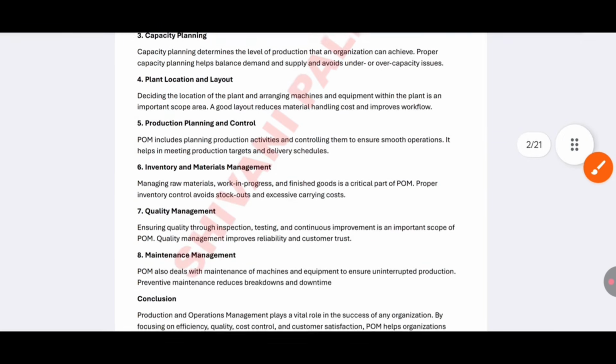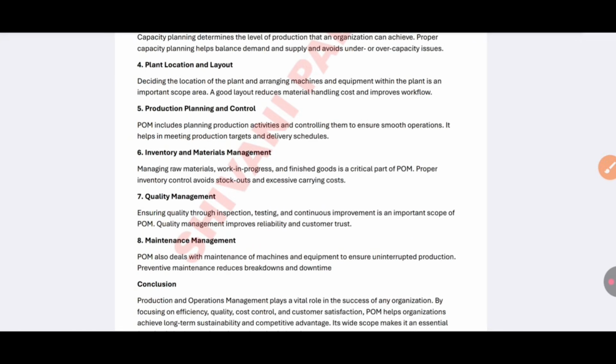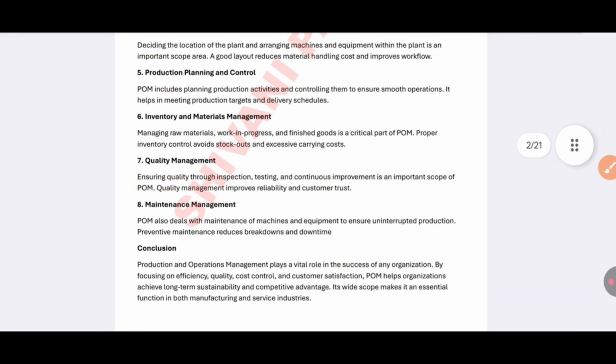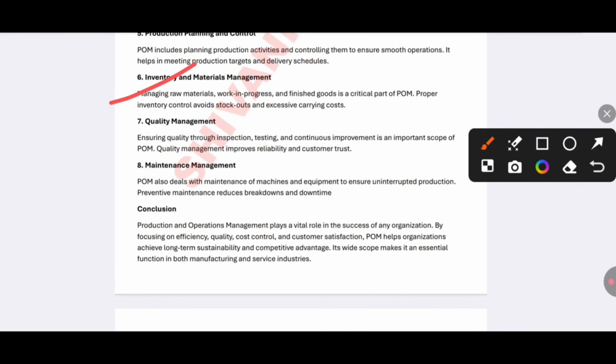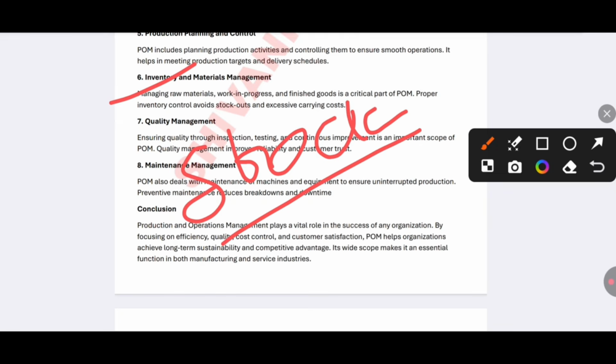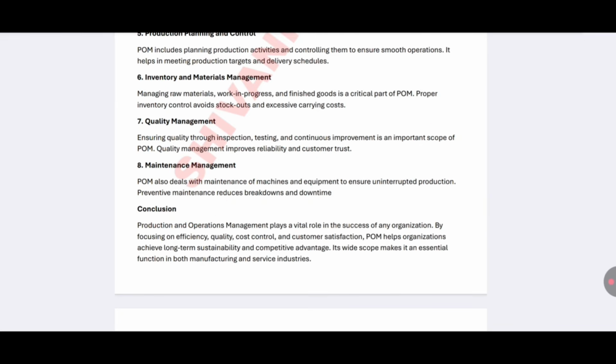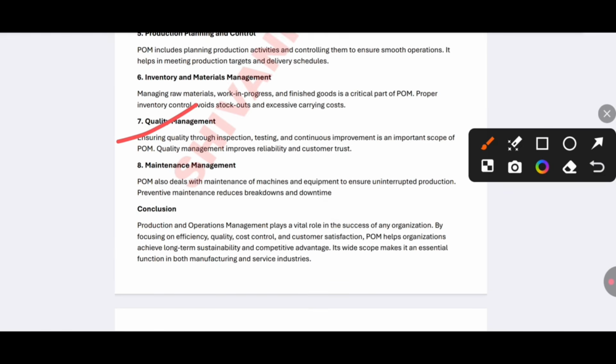Next one, plant location and layout: how the machines and equipment are planned is an important scope area. This will help to reduce your cost. Next one, production planning and control, which means planning and controlling all your organizational operations to run the organization smoothly. Next one, inventory and material management. Inventory means stock, like raw materials, work in progress, and finished goods, which you are managing. Next one, quality management, with the help of testing, continuous improvement, and inspection. When quality increases, customers automatically have trust and it improves reliability also.